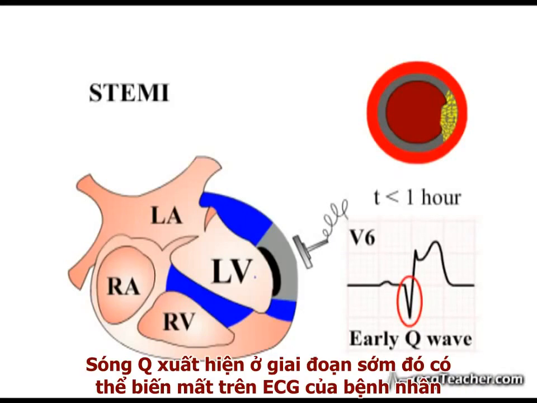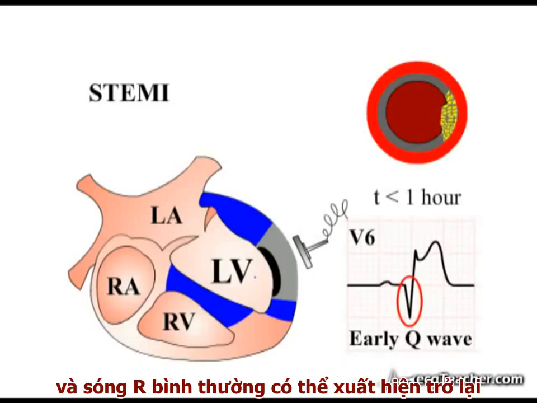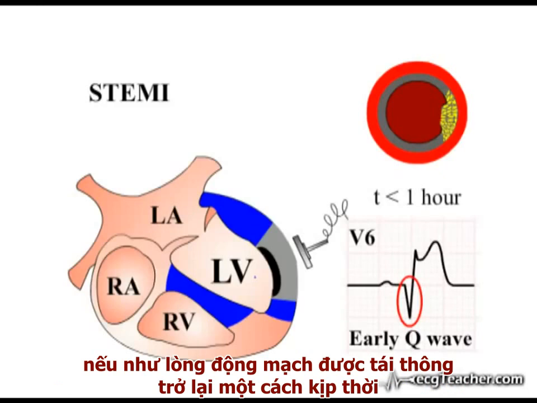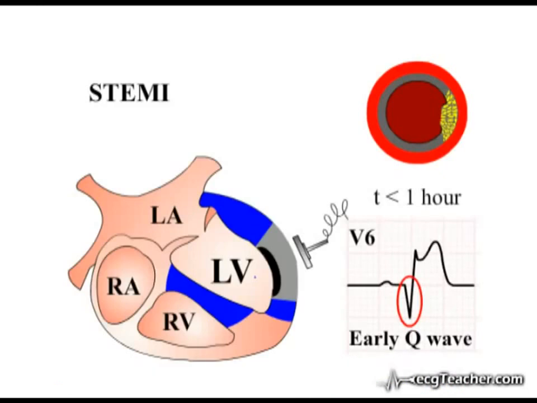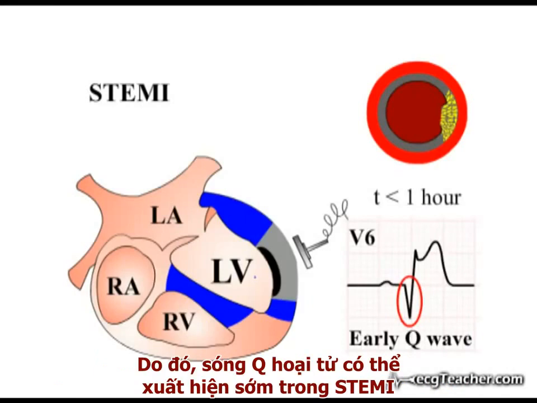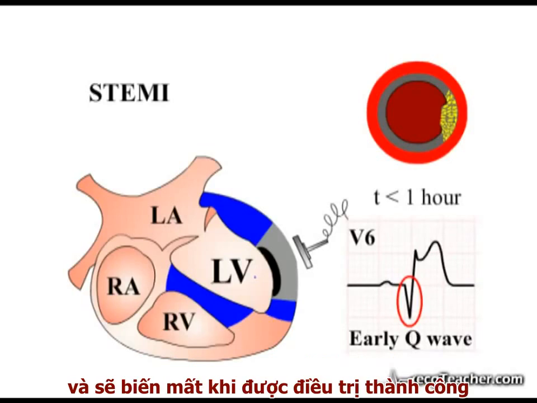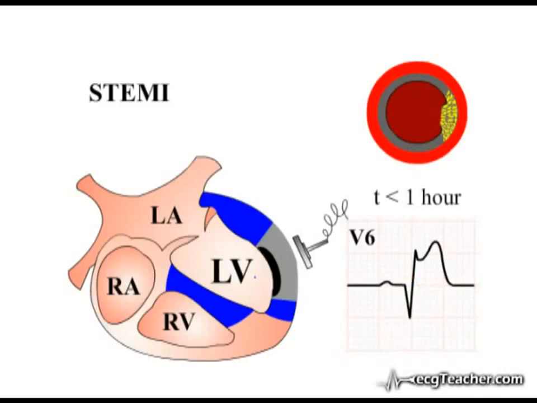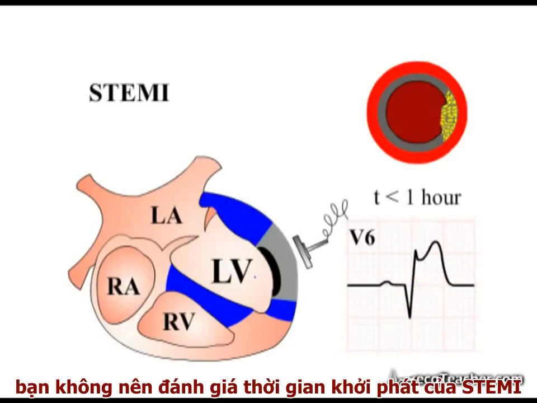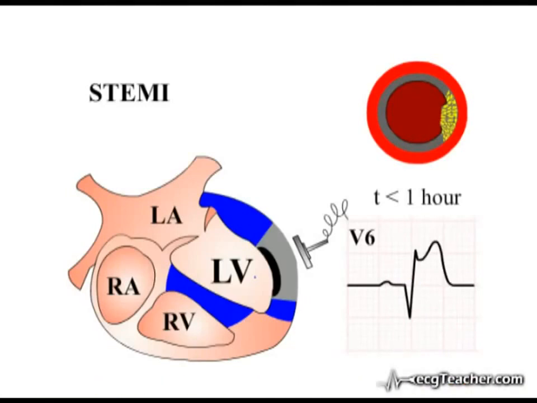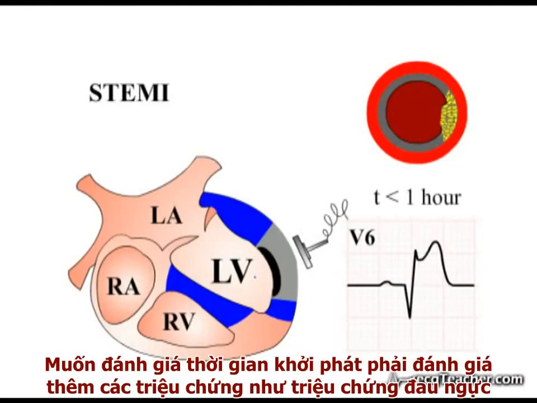Such early Q waves may disappear from the patient's ECG and normal R wave progression may be restored if vessel patency is re-established within the appropriate time frame. Hence, pathological Q waves may occur early in the course of STEMI, and these early Q waves may be transient, disappearing with successful treatment. This illustrates a point: you should not time the onset of an ST elevation MI from analysis of the ECG alone. The time of onset of chest pain reported by the patient must be taken into account.